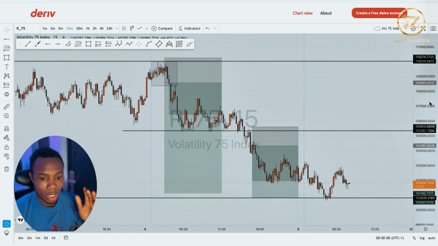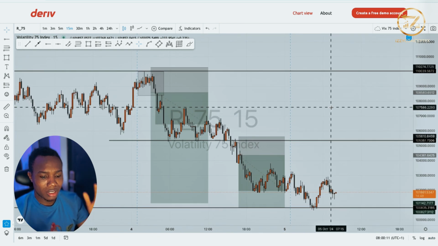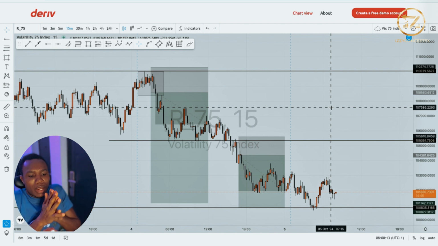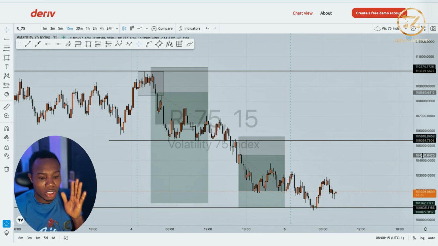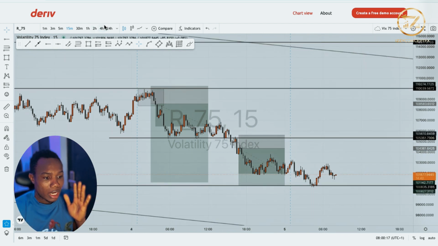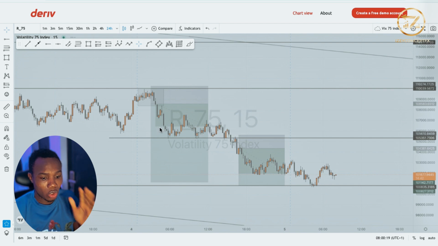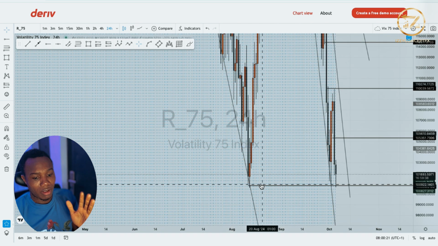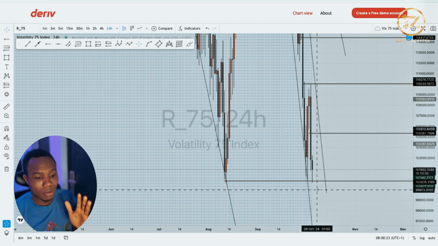So now if you look at what's happening in the market currently, it's the same simple way I've taught you guys. Remember I told you guys that this is the lowest point in this market, this particular line that I drew, like you saw on the 4 hour time frame. This is the lowest point of volatility 75. Anything can be happening. You can see how price is rejecting from this point.